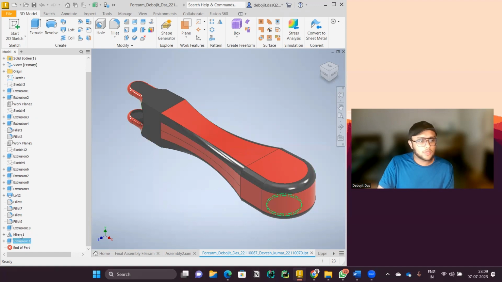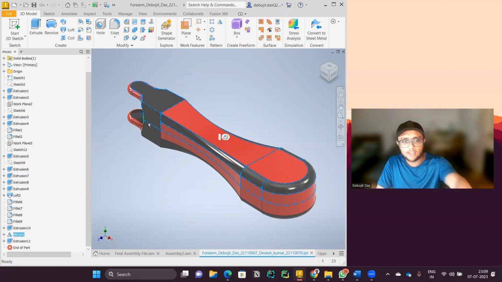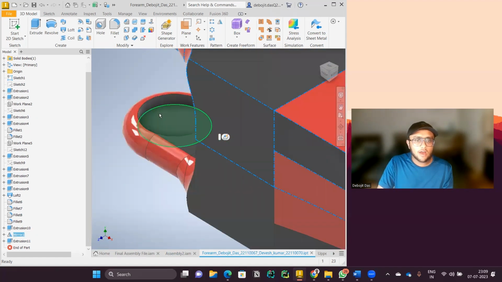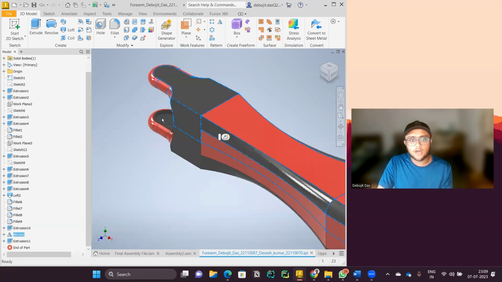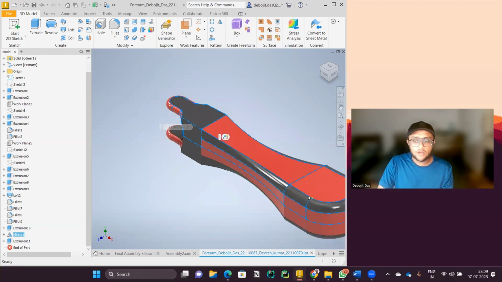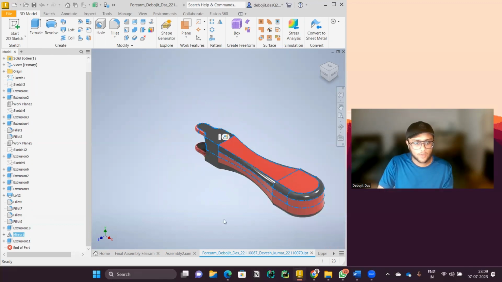So what we did was we made this part first, then we made the other part here, and then we used the loft command to join both the parts. Here there was a cavity that was made to fit the wrist of the robotic arm, and here fillets were provided to give the actual feel that we require.